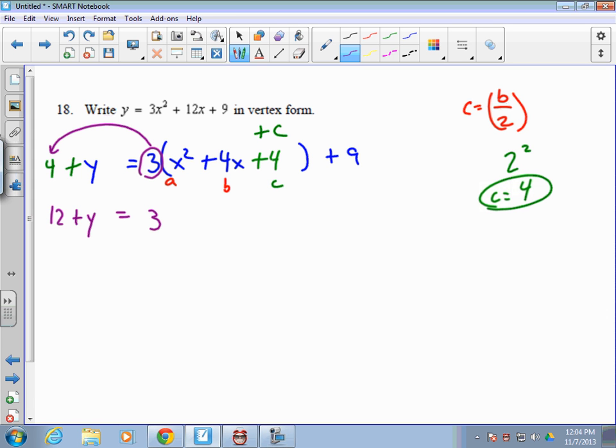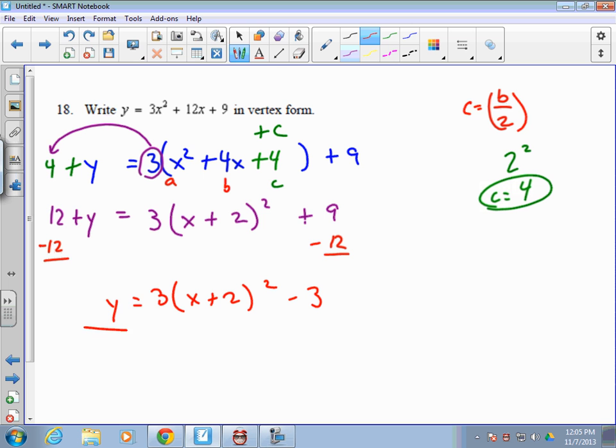The square root of x squared is x. The square root of 4 is 2, and the plus in the middle. So x plus 2 squared, and then it's plus 9. The last thing we have to do to make vertex form is get rid of my positive 12 by subtracting it. Now we have 3 times x plus 2 squared minus 3. There's your vertex form, because you can see the vertex, negative 2, negative 3.